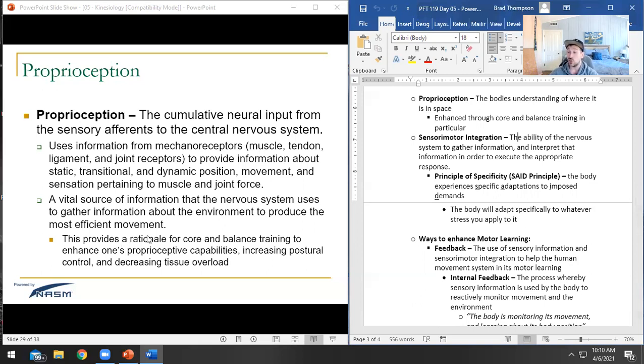This is why it is so important to do core training and balance training, because both of those are going to enhance your proprioception. Your core is your dead center. Everything's located all along your trunk here. So teaching your brain what position this is effectively in is going to make it much easier for your body to know how to produce force.